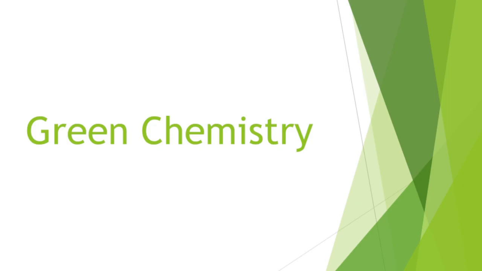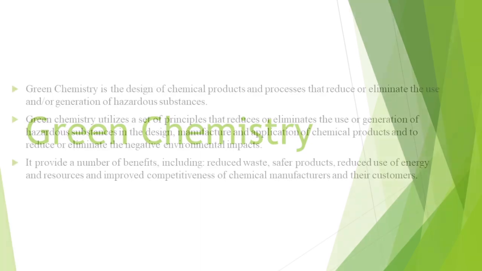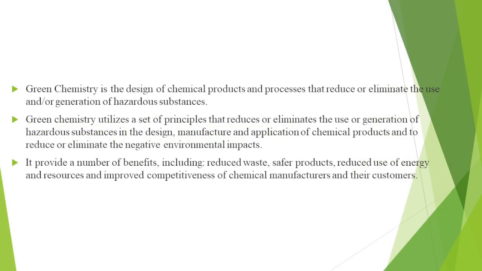Hello all. Today we are going to learn about green chemistry. Green chemistry is the design of chemical products and processes that reduce or eliminate the use or generation of hazardous substances. So it is a branch of chemistry that deals with the design of products and the design of reactions in which we can reduce or eliminate the use of a hazardous substance.